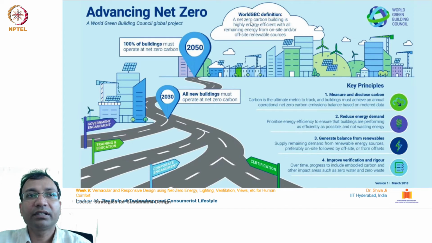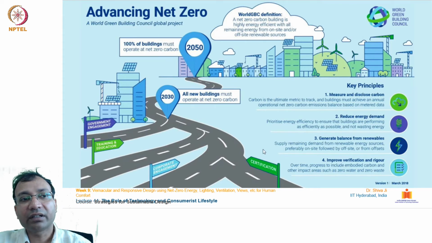So this slide talks about the World GBC. The definition of World GBC is that a net zero carbon building is highly energy efficient, with all remaining energy from on-site or off-site renewable sources. The target is to implement this in the building sector by utilizing four methods: government engagement, training and education, corporate engagement, and certification programs. The target for the year 2030 is that all new buildings must operate at net zero carbon, and by 2050 the target is for 100% of buildings to operate at net zero carbon.